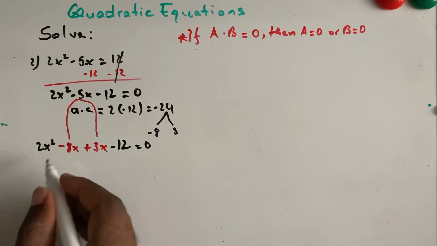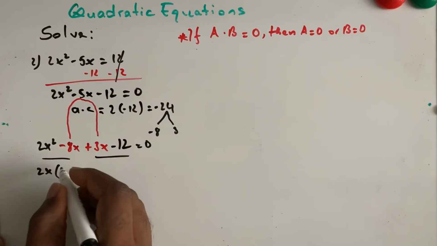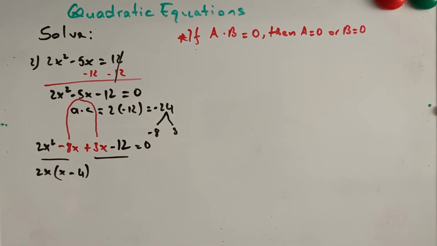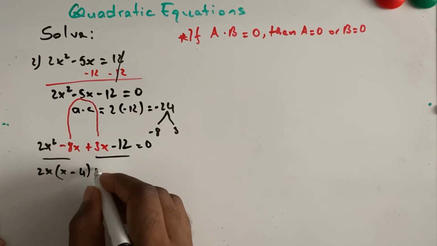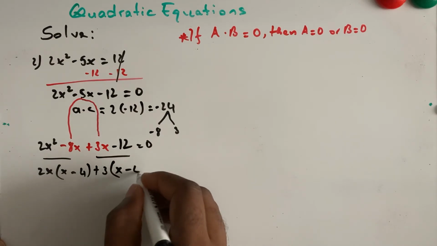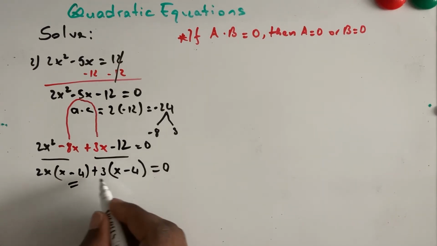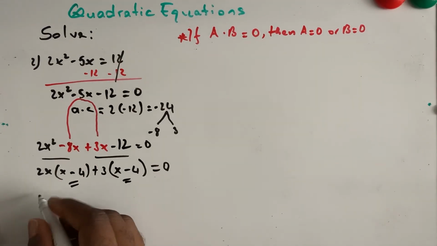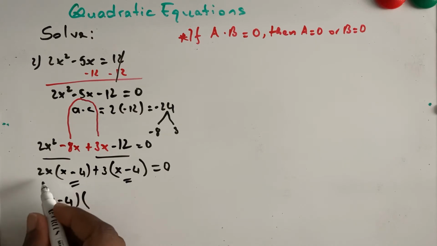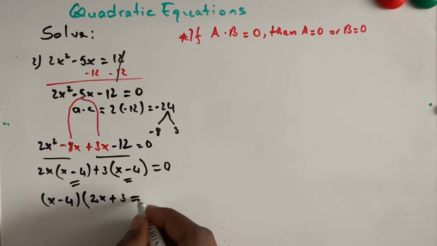Then we can factor by grouping here, okay? GCF here is 2x, so if I factor 2x out, I'll get x minus 4, right? And if I factor 3 out as the GCF from there, it would be x, again, minus 4 equals 0. Now, this factor is the same here, okay? So I can factor it out, x minus 4. Then once I factor it out, the other factor will be 2x plus 3. So 2x plus 3 equals 0.